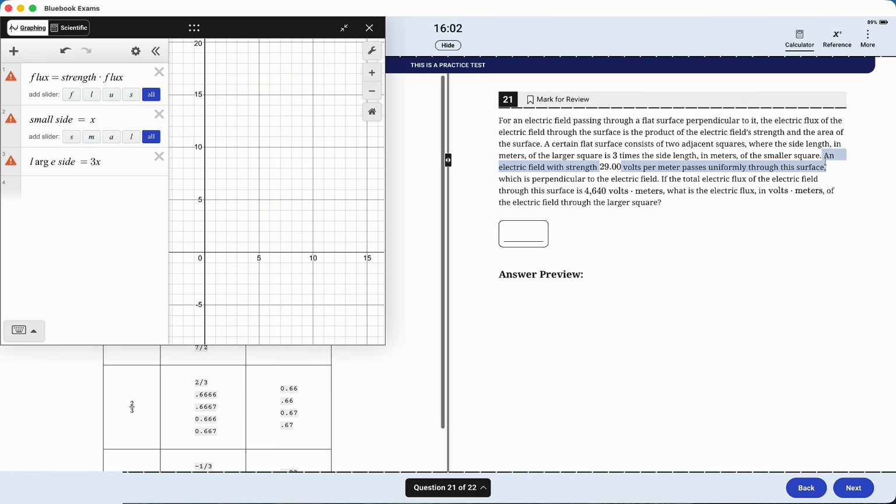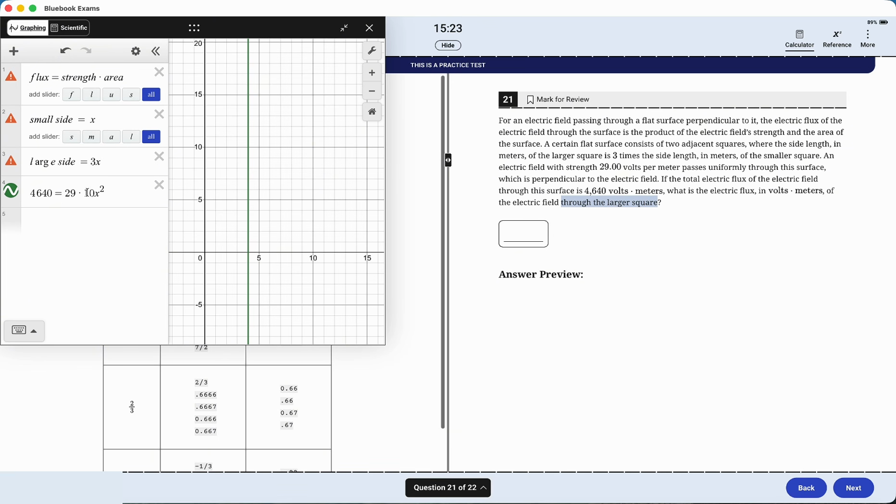So you see, now it tells us the electric field has a strength of 29. So in this equation, I know strength is 29, and it passes through this surface, right? Which means I've got to know area. So area for the small one is x squared, for this one it's 9x squared, so it'd be 10x squared, right? And then they tell me the flux is 4,640, right? So with all that, I can figure out what x is. So x is 4.